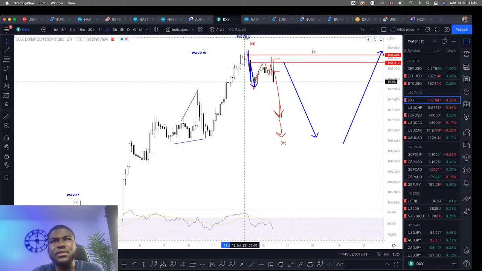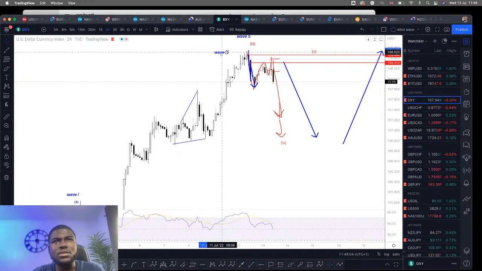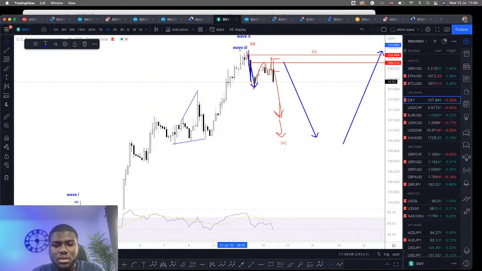So we have different ways we can look at this pair. We can say this is just wave 3, and what we are seeing is a correction of ABC.